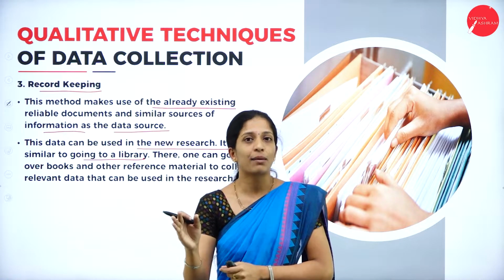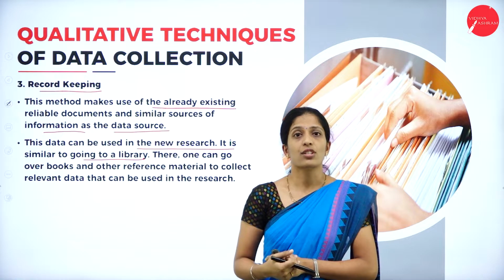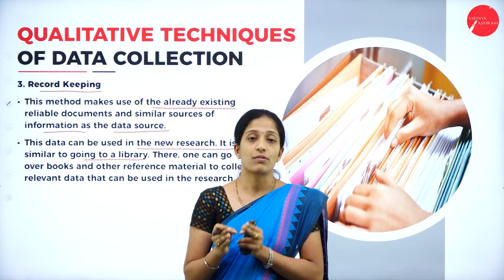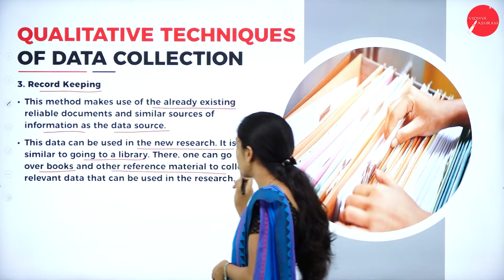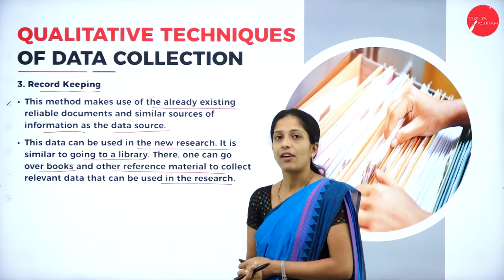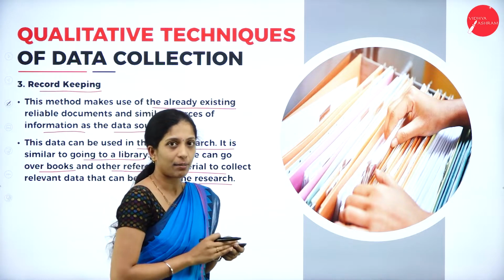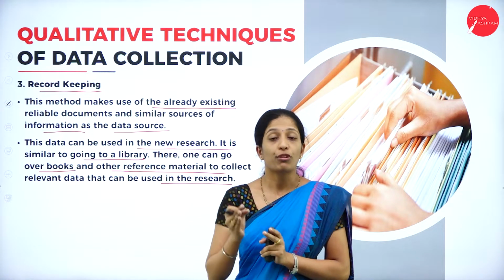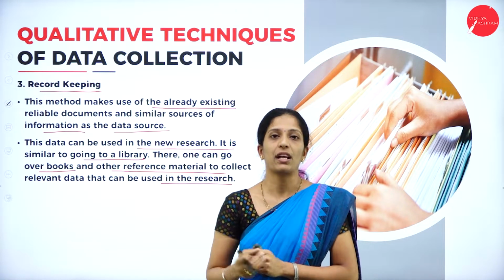When you go to a library, you will refer to a number of books, correct? In the same way, while doing the research activity, the researcher will refer to a number of articles or publications which have already been published and recorded. Therefore, one can go over books and other reference material to collect the relevant data that can be used in the research. So, as I have already told you, it doesn't mean that a researcher should go for only the primary method or only the secondary method. He can combine, because a few pieces of information will be available through the secondary method, whereas a few have to be collected from the primary method. So it depends upon the researcher as well as the topic he has chosen.